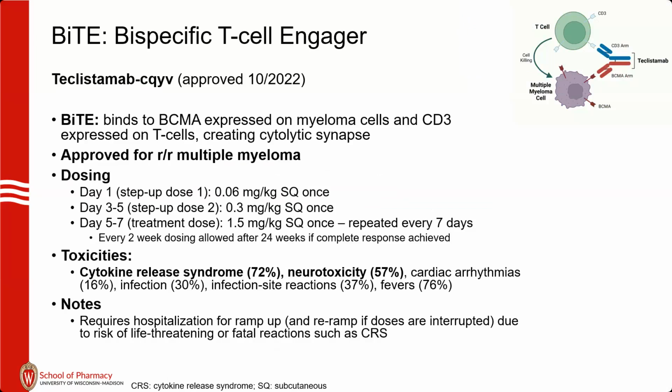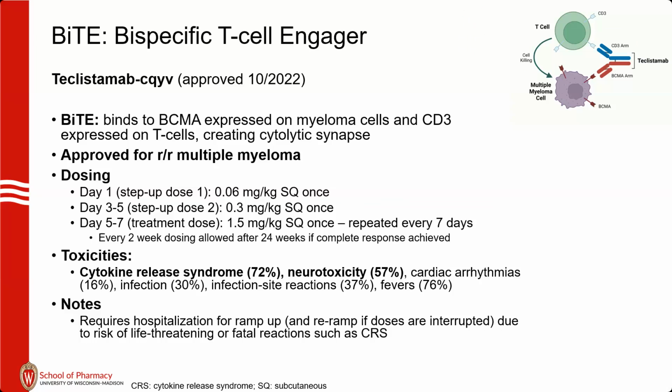And then I'll just blow really quickly through the recent approved bispecifics. Teclistamab is really kind of our workhorse here for multiple myeloma. It binds to BCMA, which is expressed on myeloma cells, and CD3 on your T cell, bringing them together, creating a cytolytic synapse. Approved currently in the relapse refractory setting.